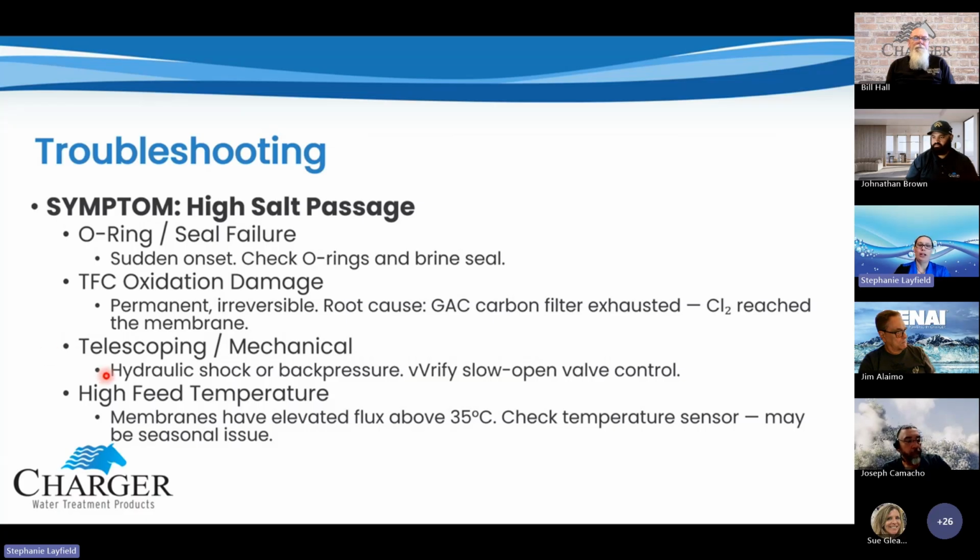Hydraulic shock, back pressure, again, slow open valve control. And then here's that high feed temperature. As you go up in temperature, you are going to get more water through, but it is going to be lower quality. Essentially, it's going to relax that membrane. There's not as much of an energy difference in our osmosis action, so it can allow more TDS to come through.